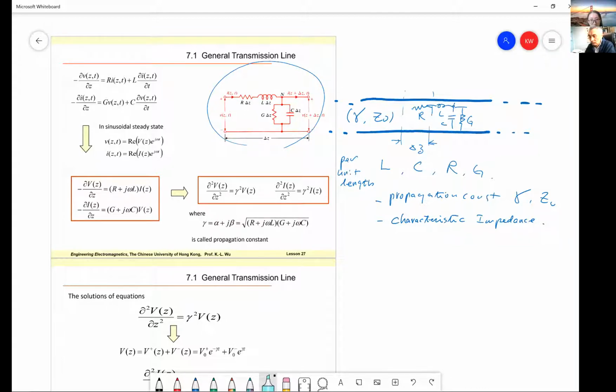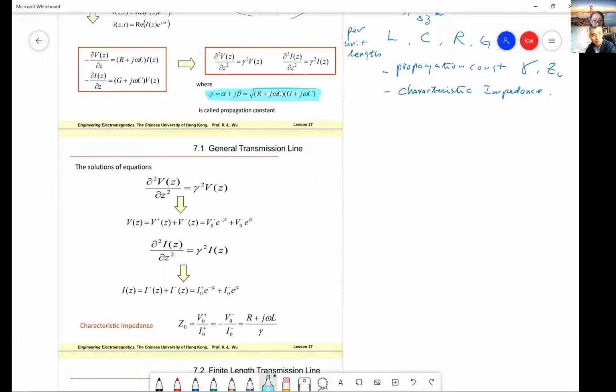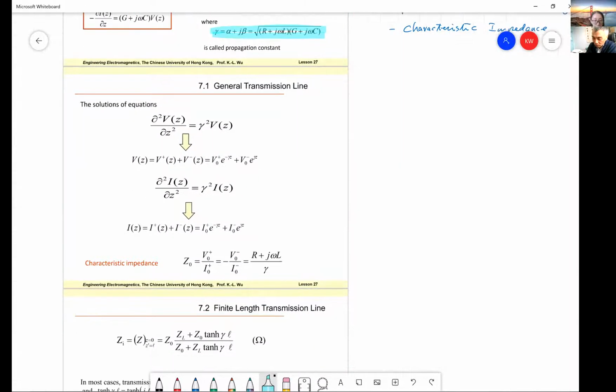With this circuit model, we justify the voltage and the current satisfy the wave equation. Then we can set up a differential equation and find its solution, voltage and current. Then we can justify the propagation constant equals this, also expressed in terms of R, L, C, G. And also the characteristic impedance is described by this.